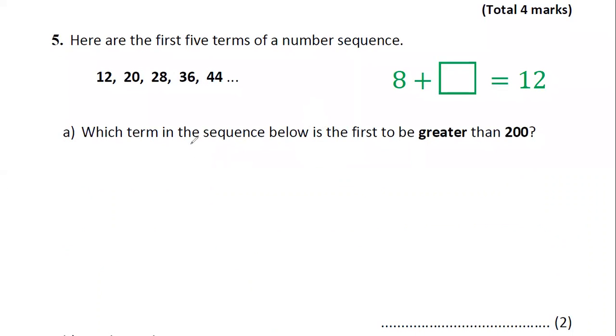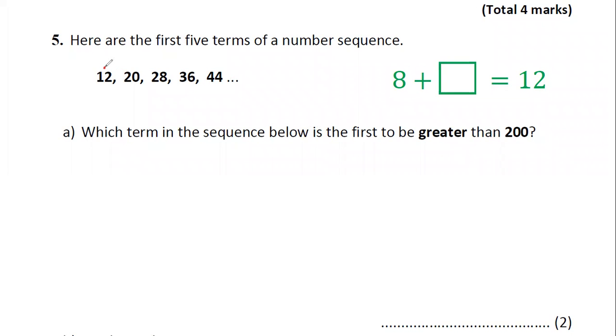Let's move to question number 5. A sequence is given, and this time it's a bit different. It says, which term in the sequence below is the first to be greater than 200? First of all, we need to work out nth term for this one. Otherwise, writing down all of the terms up to 200 will be very hard. That's why I will work out nth term.